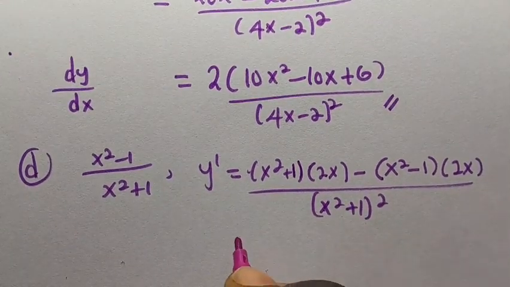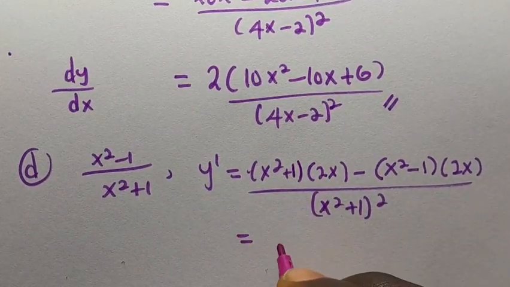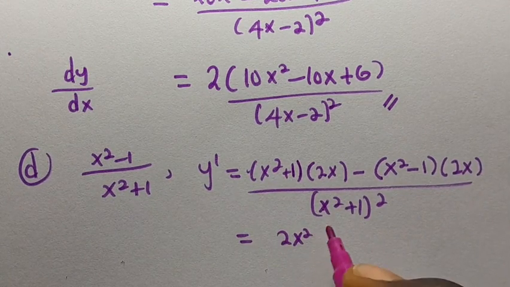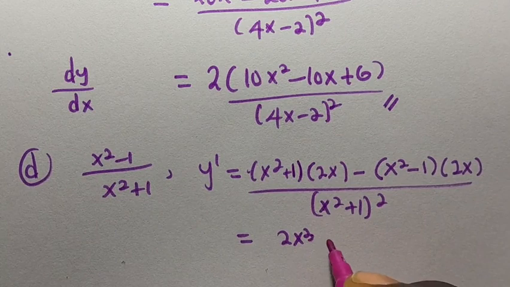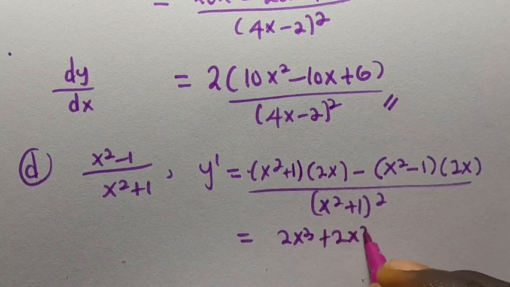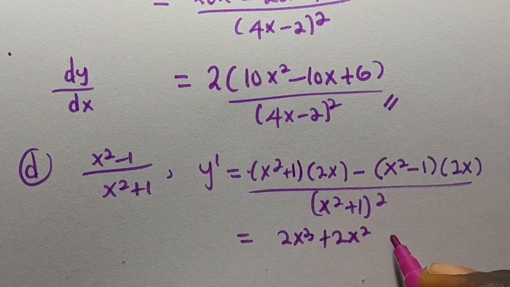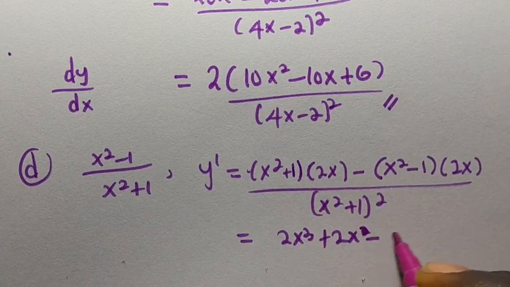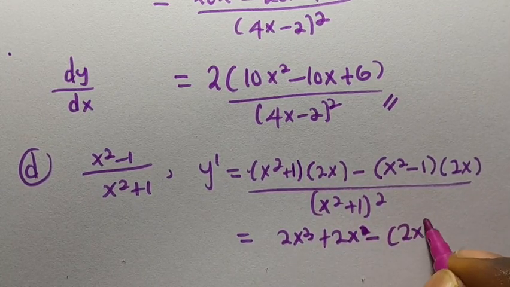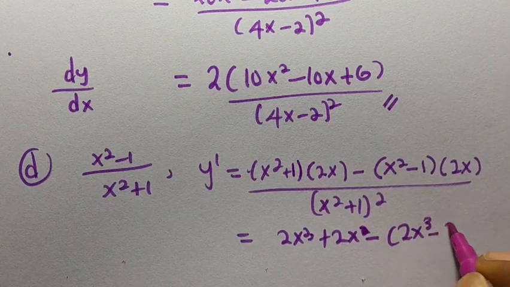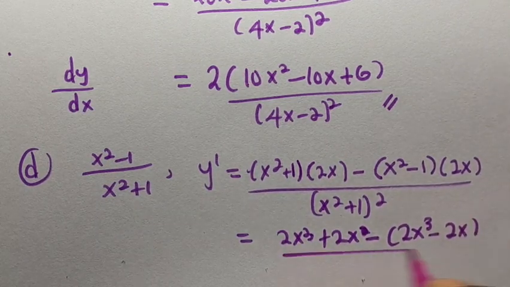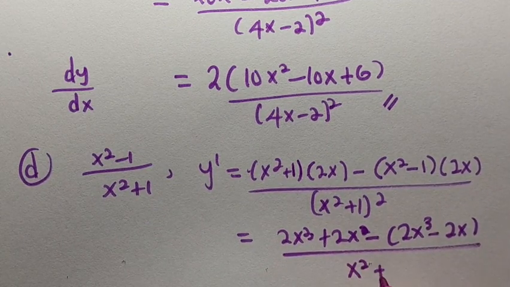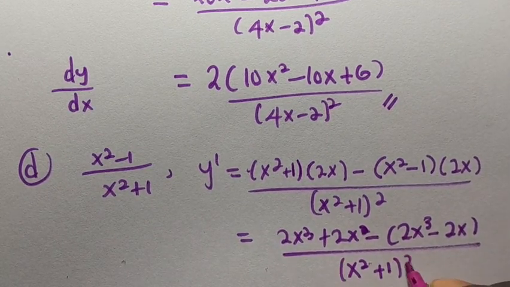So from here, what we're going to have will be 2x cube plus 2x for this, minus this one as well. We have 2x cube minus 2x divided by (x squared plus 1) all square.